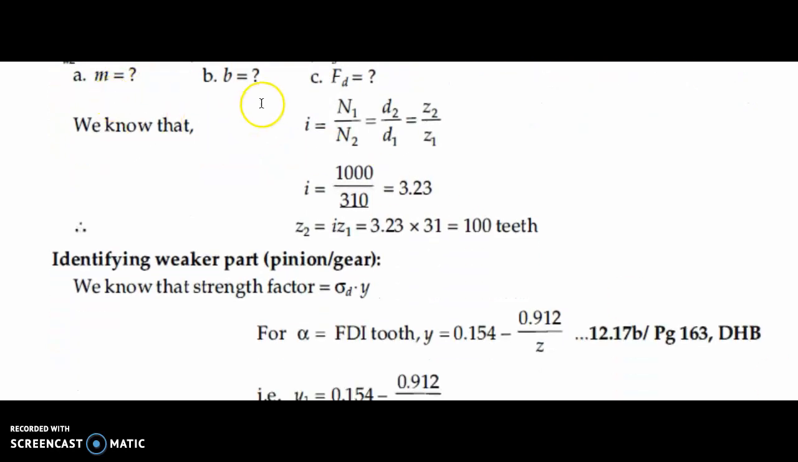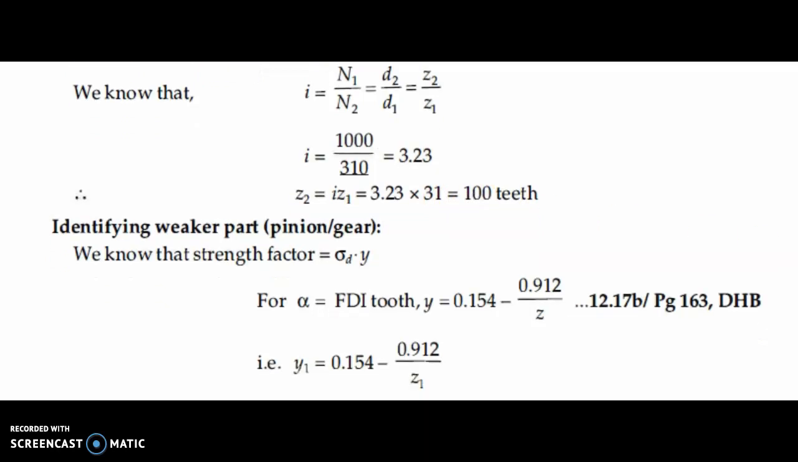As we already know, I stands for speed ratio or velocity ratio, that is equal to N1 by N2. That is again equal to, according to the diameter, D2 by D1, inversely proportional. Also, the ratio of the number of teeth, N1 by N2, is equal to Z2 divided by Z1. Using that equation you can find the value of Z2, that is equal to 3.23, the value of I, into 31, that is 100 teeth. Don't take any decimal value for the number of teeth, so take a round figure.